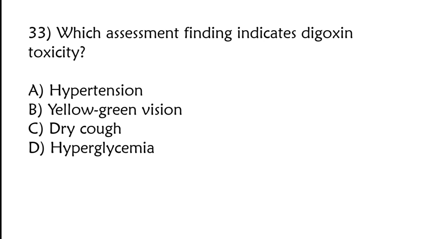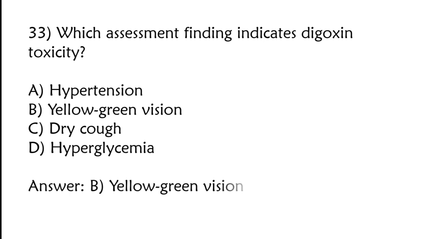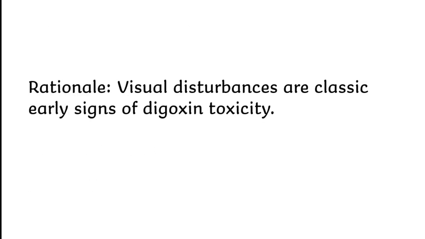Which assessment finding indicates digoxin toxicity? Correct answer is B. Yellow-green vision. Rationale: visual disturbances are classic early signs of digoxin toxicity.